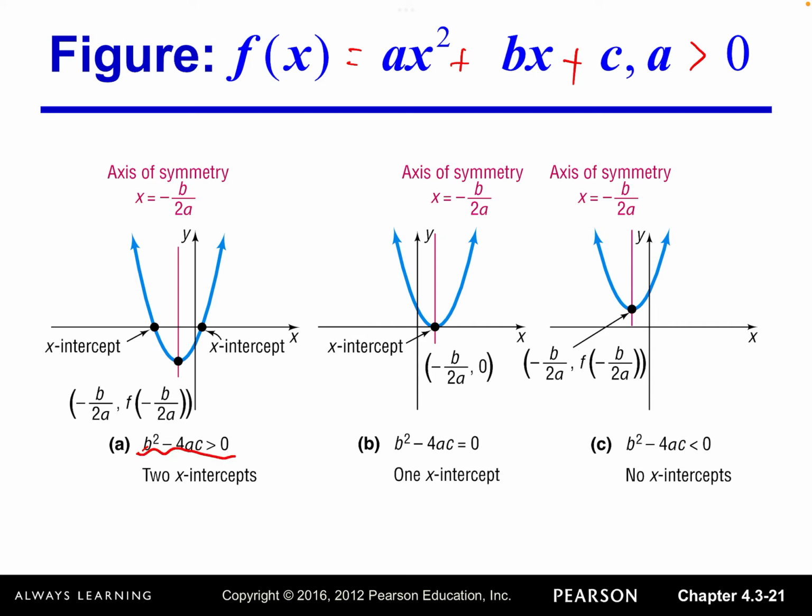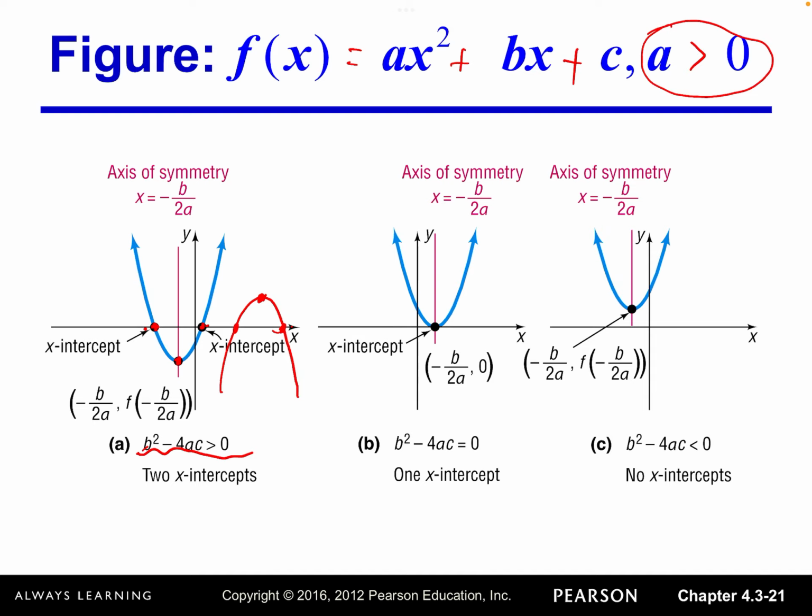So this is the discriminant greater than 0 case. If the leading coefficient a is greater than 0, the parabola opens up, right? And we see the vertex is below the x-axis, therefore the parabola crosses the x-axis in two different places. That's why we see two x-intercepts. If the parabola opens down, that's this situation. The vertex is above the x-axis, that's why it crosses the x-axis. We find two x-intercepts.